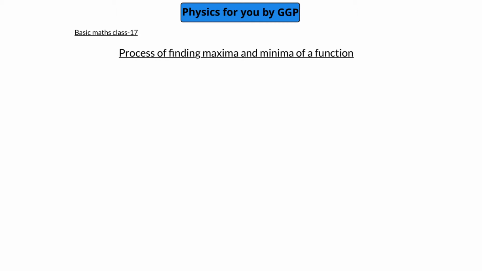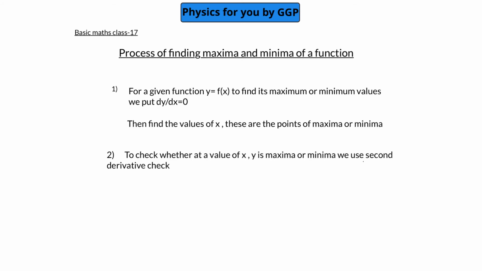To find out the maxima or minima of a function, you need to follow two steps. First step is, we know that at the point of maxima and minima, the value of dy by dx is equal to 0. So for a given function y is equal to f of x, to find out its maxima or minimum value, we put dy by dx equal to 0. If we differentiate that equation and equate it to 0, we'll get the value of x.